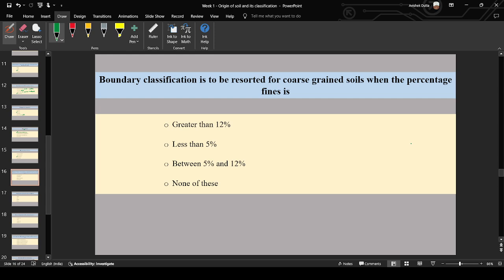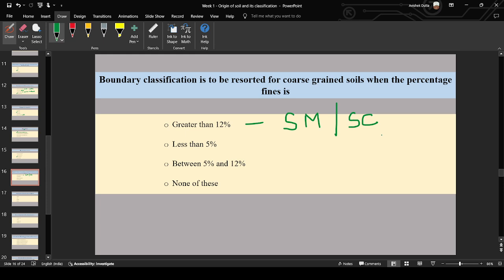So in this case, we'll see the options one by one. The first is greater than 12%. It means that the percentage of fines, silt or clay, in a particular coarse grain soil, sand or gravel, is greater than 12%. If it is greater than 12%, then we write the nomenclature like this. Suppose it is sandy soil. We write SM, where M means silt, silty sand, or SC, where C means clay, clayey sand.